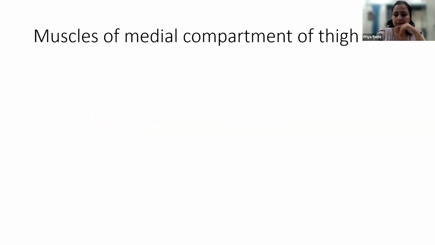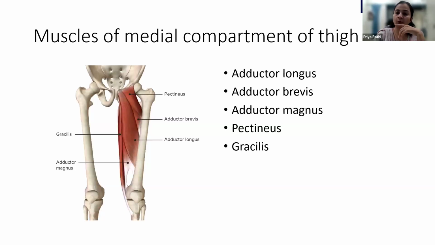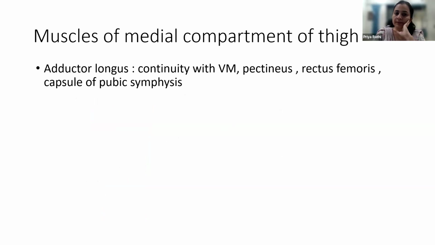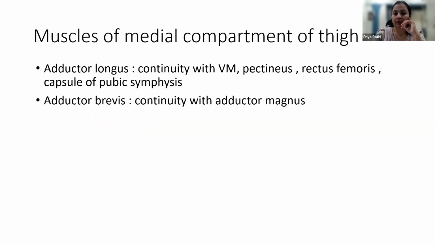Gracilis is the only medial thigh muscle which is not attached to femur. It is attached to the pelvis, and in the lower region it is attached to the tibia. So adductor longus has continuity with the vastus medialis, pectineus, rectus femoris, and capsule of pubic symphysis. Adductor brevis, it has continuity with the adductor magnus.